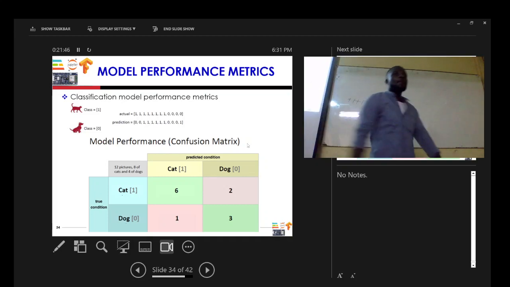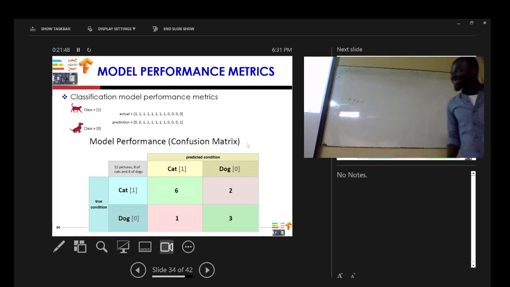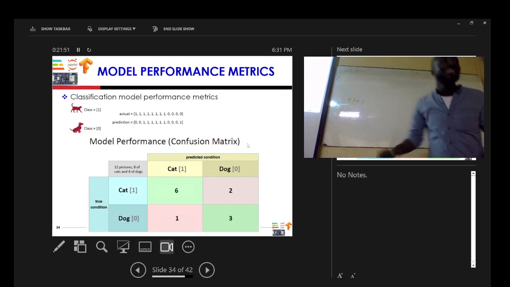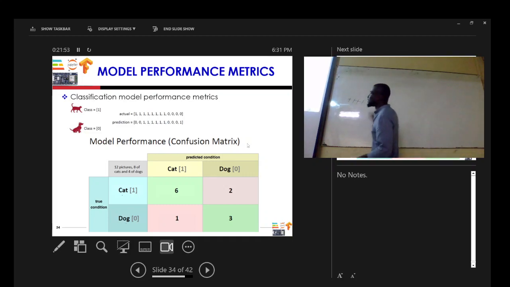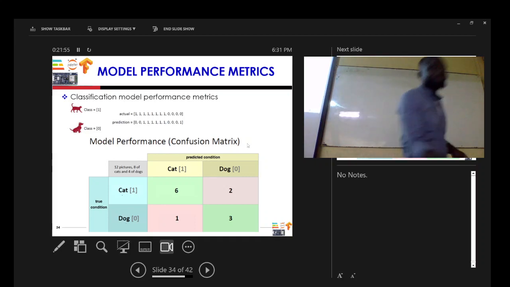Sir, can you go through it? I don't want to draw it out because it takes long. No, okay, don't draw like this.